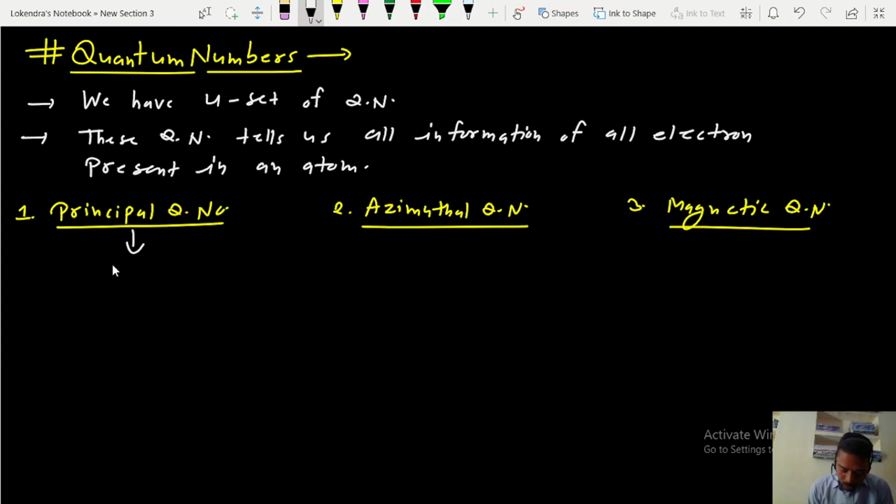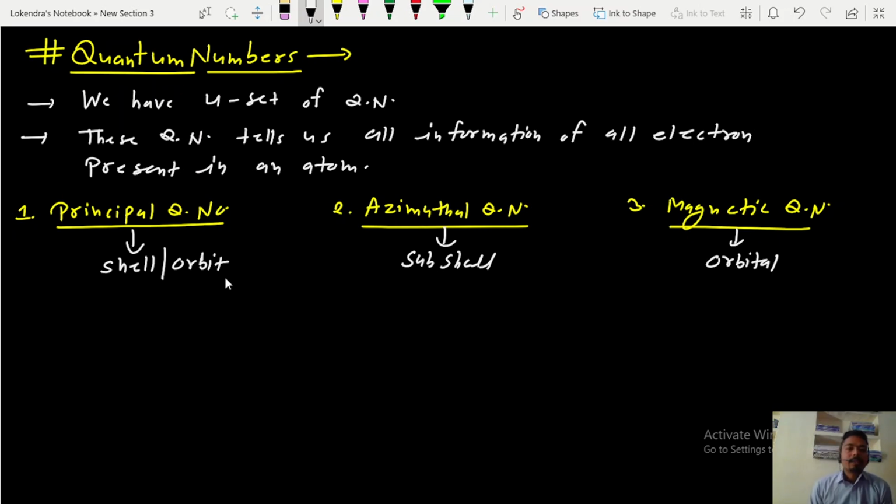It tells about what? Shell and orbit. And the azimuthal quantum number, it tells about what? Subshell. And the magnetic quantum number, it tells about what? Orbital.